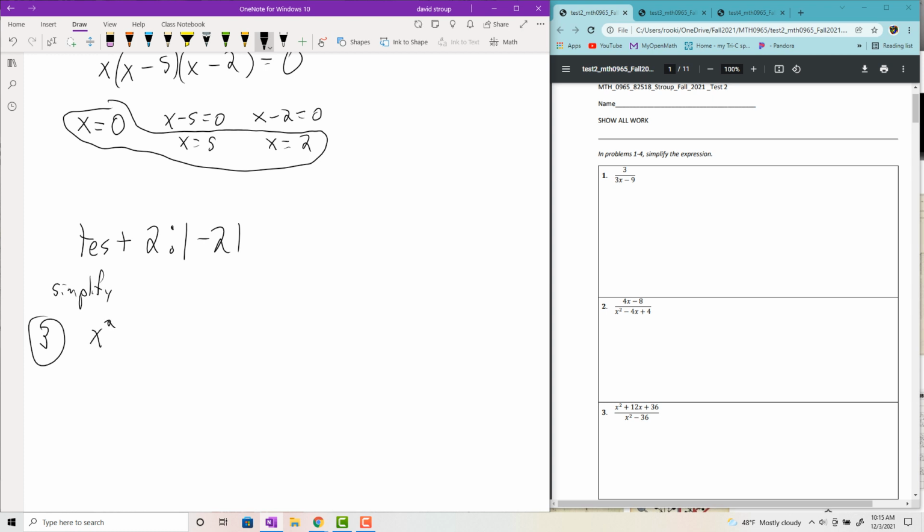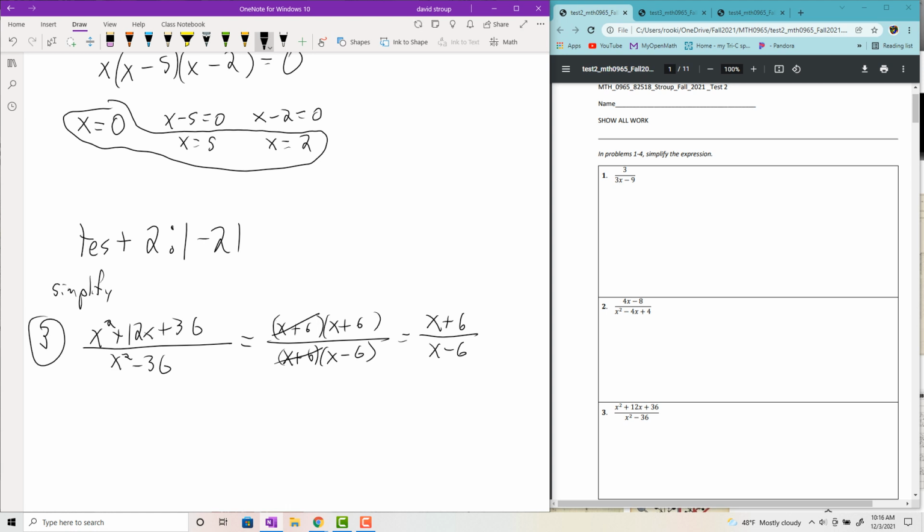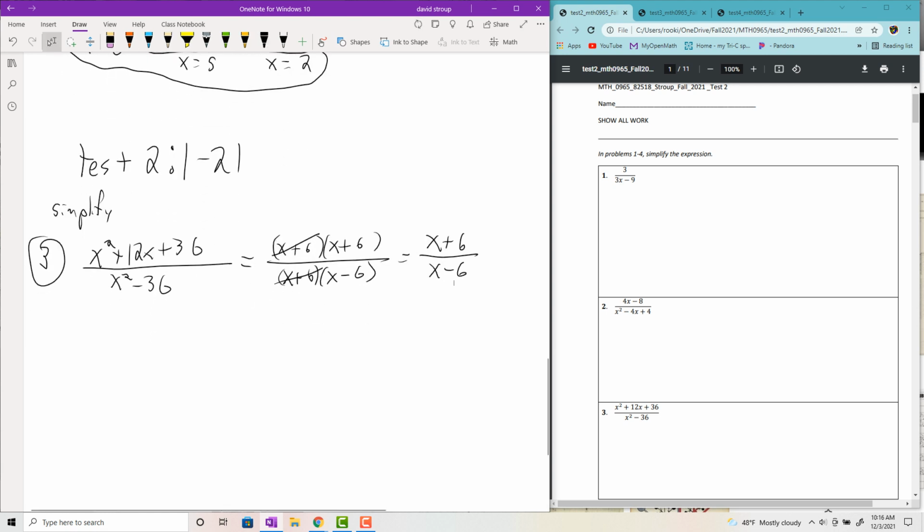So that looks annoying. x squared plus 12x plus 36 all over x squared minus 36. So the key to these is to completely factor and remove common factors from the numerator and denominator. Right, so here in the numerator I can factor this into x plus 6 times x plus 6. And the denominator I can factor into x plus 6 times x minus 6. And then you see the common factor of x plus 6. And then it's x plus 6 all over x minus 6. And you're done. Okay, so completely factor and remove common factors.